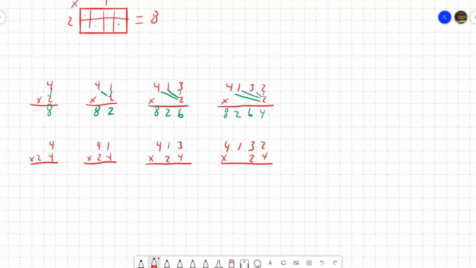Alright, so for this first one, I have 4 times 24, but what I know about multiplication, 4 times 3 and 3 times 4 will get me the same product. And so I'm going to go ahead and apply that same strategy here and change this from 4 times 24 to 24 times 4. And so once I've done that, 4 times 4 will give me 16, and then I just have to do 4 times 2, which is 8, plus my 1 to give me 9.